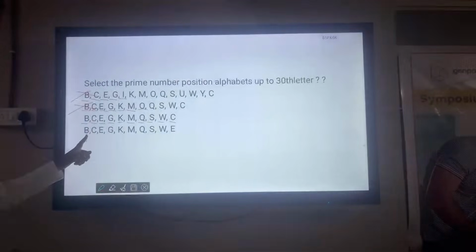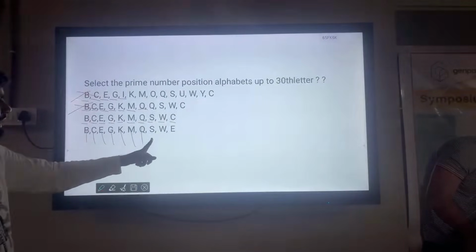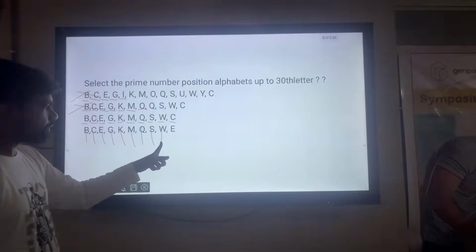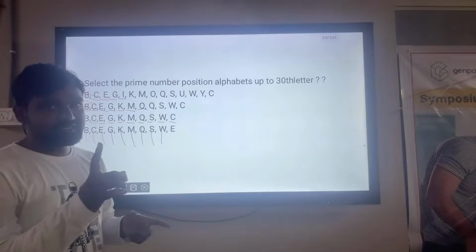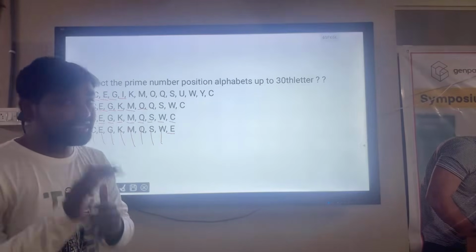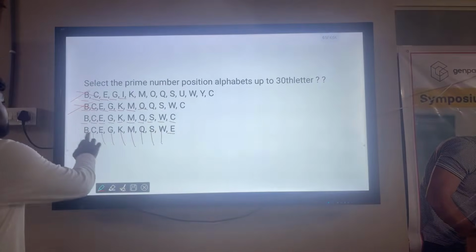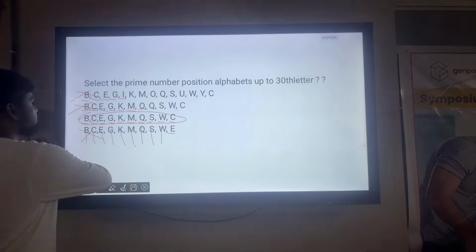But what about 2, 3, 5, 7, 11, 13, 17, 19, 23? And Z value is 26. 26 plus E 5 is 31. 31 is a prime number, but they have to take only up to the 30th letter, so this is cancelled. Which option is correct? Option A is the correct answer.